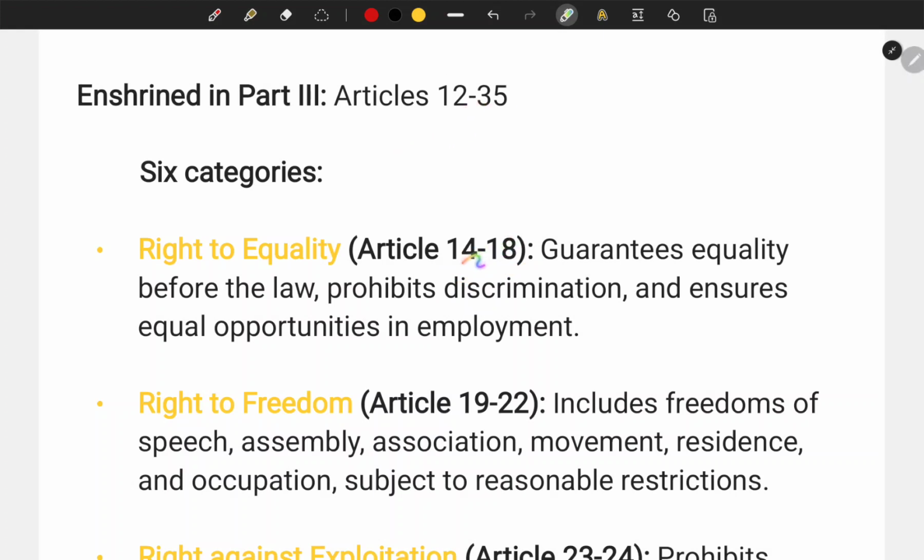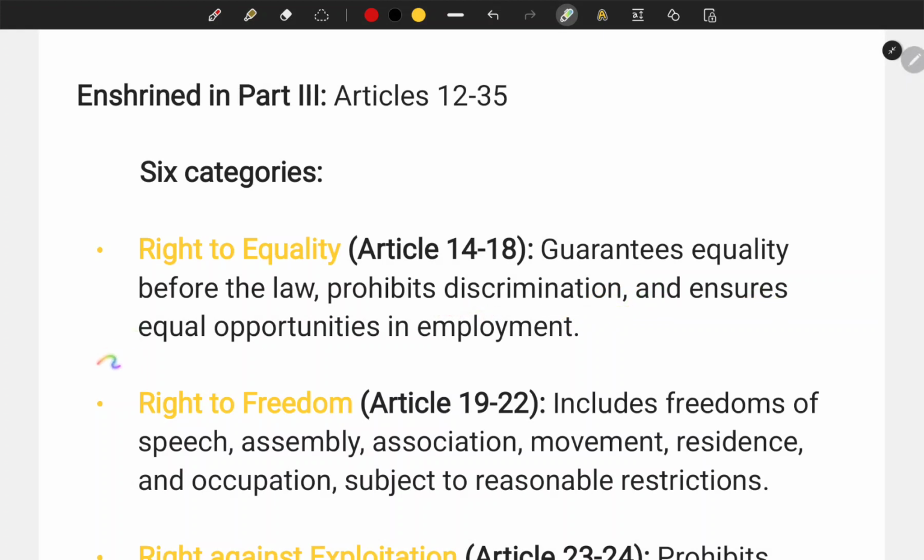The right to equality starts from article 14 and goes up to article 18. The right to equality guarantees equality before the law, prohibits discrimination, ensures equal opportunities in employment. All right, let's break down each and every word of it. It guarantees, remember that. Who guarantees this? The courts of India, right? It guarantees equality before the law. Everyone before the law would be equal. Prohibits discrimination. You shall not be discriminated on the basis of race, sex, caste, economic class or any other thing whatsoever. You should not be subjected to discrimination.